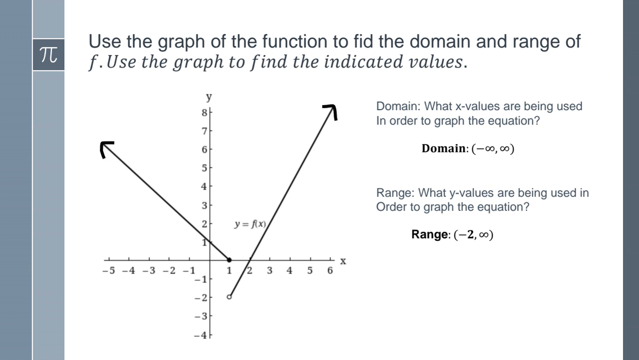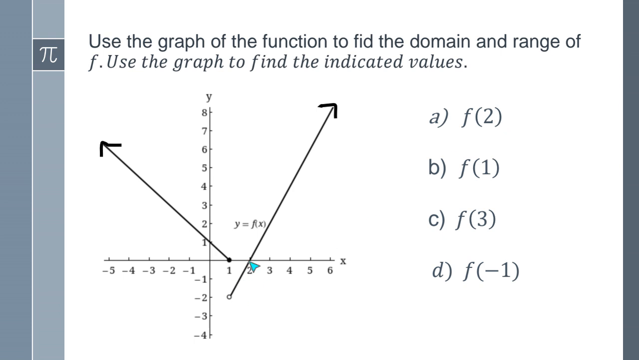What about the range? The range starts here at negative 2. It has an open circle, which means negative 2 is not included. Therefore, we use a parenthesis. And then if we go up on the y, we can see that the graph is increasing. It's going to keep going up, so that's going to be to infinity.